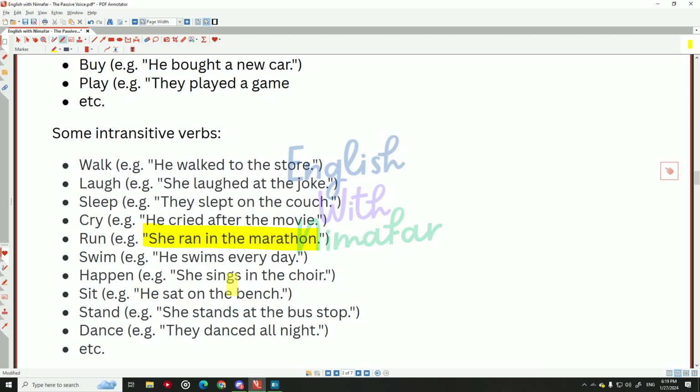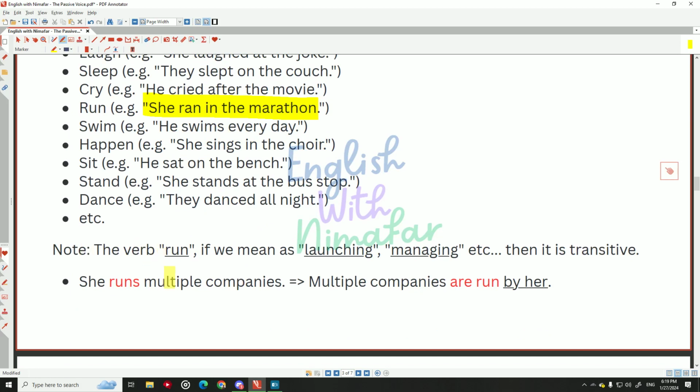So if we say here, the verb run, if we mean launching, managing, administrating, controlling, like Biden you said, then it's transitive. I run a company. What do you run? A company. She runs multiple companies. Multiple companies are run by her. Multiple companies means lots of companies are run by her. So it depends. If it means sprinting, jogging, walking fast, then it's intransitive. But if we talk about launching, managing, administrating, then it's transitive.